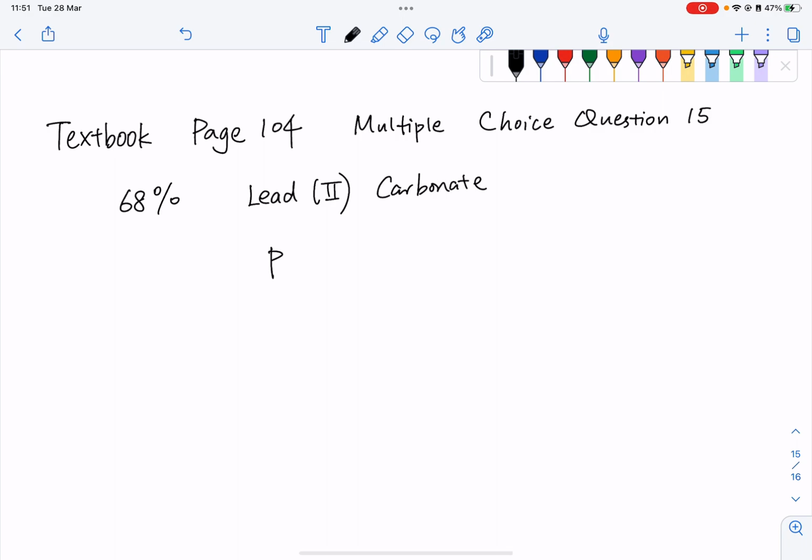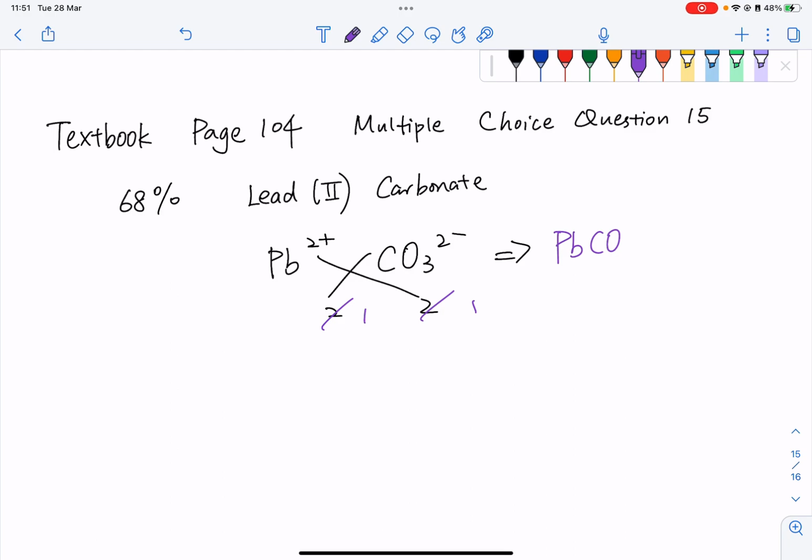The charge for lead should be 2 plus, right? And for the carbonate, it should be CO3 2 minus. If we do the cross method, we should be able to derive Pb2(CO3)2, right? But now, if we want to simplify it, we can just directly put it into 1. This one will be PbCO3 here.